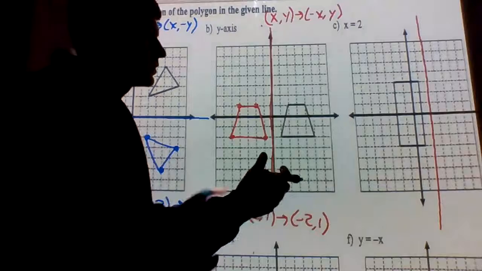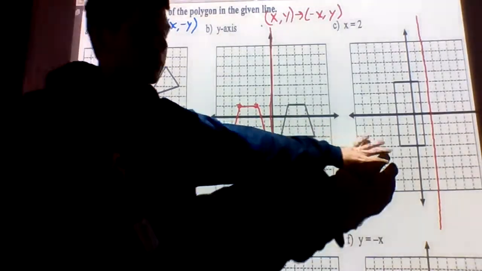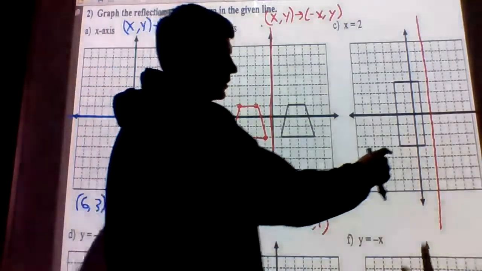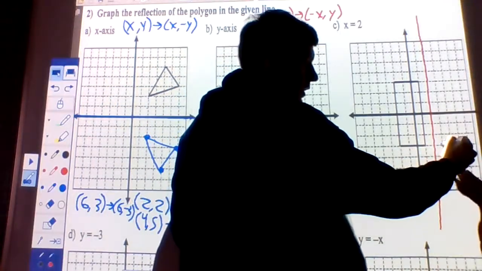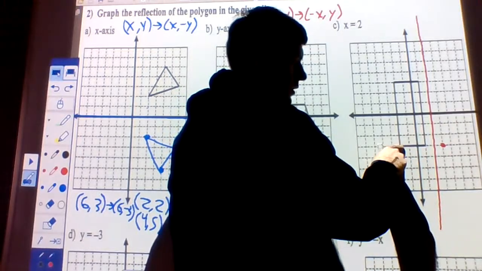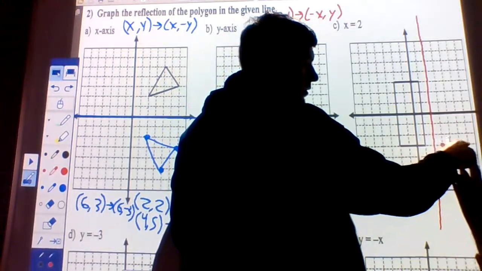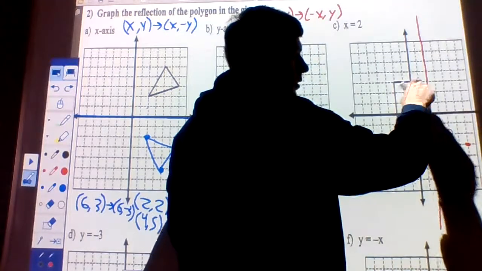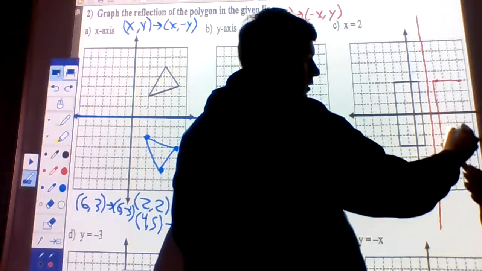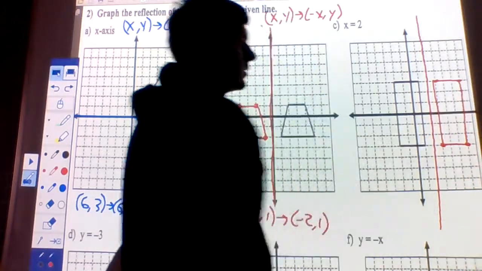If we reflect over it, it's the same process. We don't have a specific rule for each of these. We have to use the counting. So this point's 1 to the left, so we need to reflect it 1 to the right. This is 4 to the left, so we need to reflect it 4 to the right. 1 to the left, so we go 1 to the right. 4 to the left, we go 4 to the right. And that's how we reflect over x = 2.